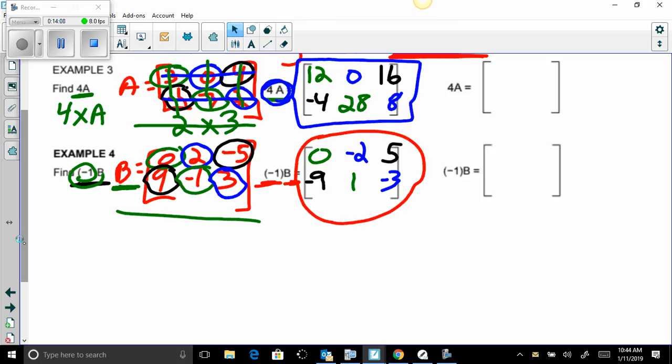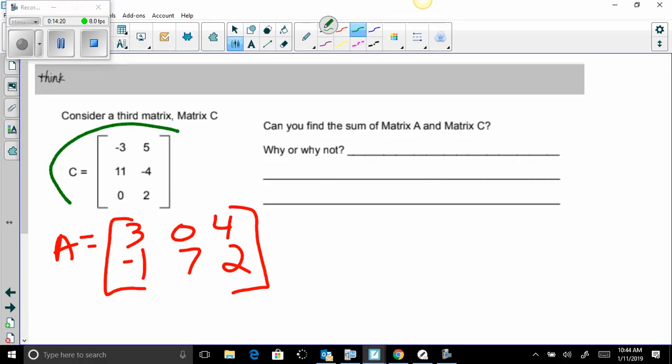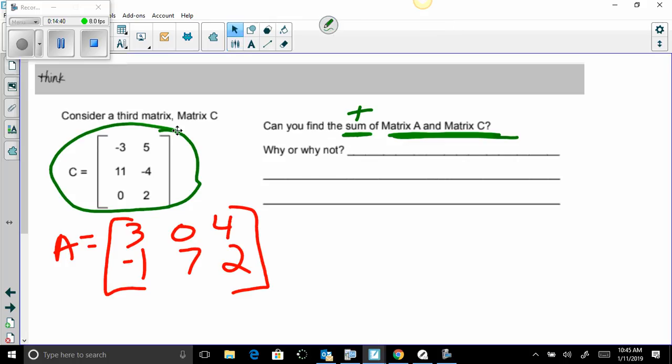Last question before we start some practice. Think about this. Consider a third matrix, matrix C. And the dimensions for matrix C are given right here. Can you find the sum of matrix A and matrix C? Sum means to add. Go ahead and think about this. What do I need to remember when I'm adding or subtracting matrices? What has to be the same? And I'm sure you're probably thinking, my dimensions have to be the same. Very good. You have to have the same dimensions. So let's go ahead and see.